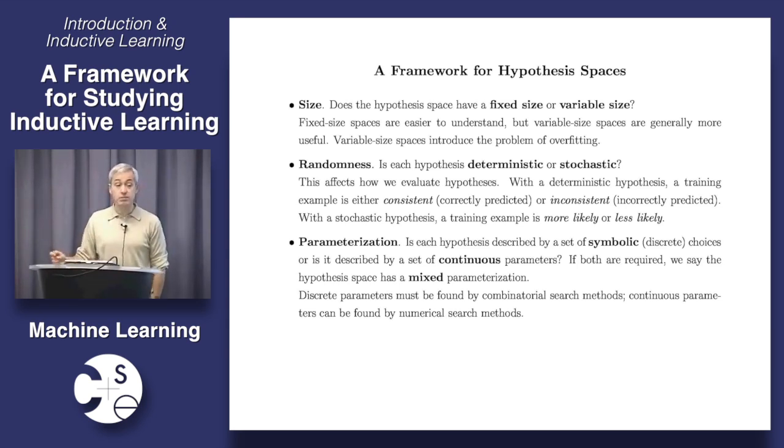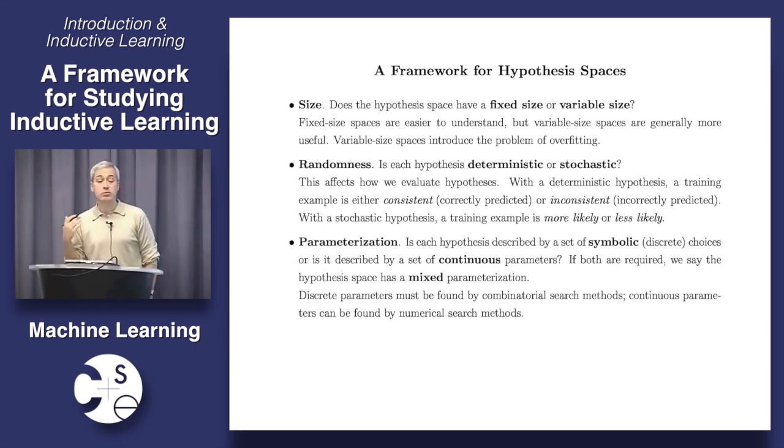Another very important one is randomness. Is my hypothesis space deterministic or stochastic? Deterministic is, I tell you that this is spam. Stochastic is, well, maybe this is spam with probability 0.75. Again, these will imply very different things.